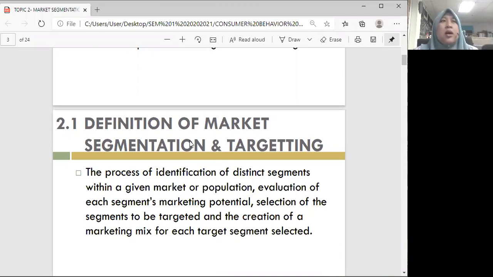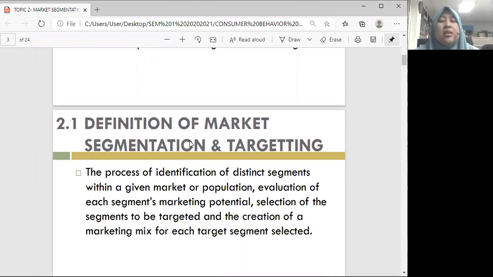you divide and put a part of the population into certain groups. They put them into subgroups. And the evaluation of each segment's marketing potential, we will evaluate and analyze each segment that has potential for marketing. And the selection of the segment to be targeted, the certain segment that we want to target, that we have identified and want to target.